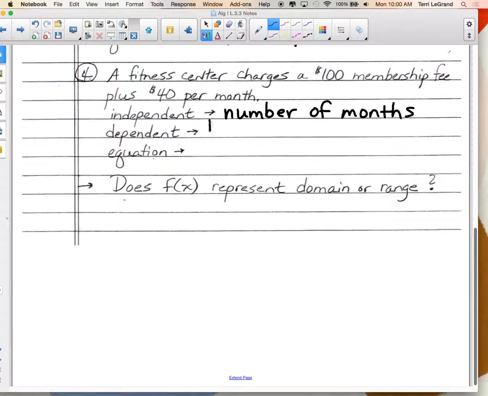Total cost. Now, oftentimes it is total cost, but don't get in the habit of thinking every time the dependent variable is going to be total cost. It just so happens that all of these problems had to do with something where the output would be total cost. Okay, write an equation on your notes right now. Write an equation for that in function notation.